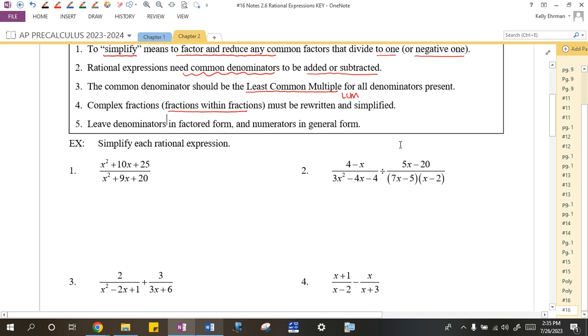And then finally, just for final answers, leave your denominators in factored form. And then numerators, I don't really care. They can be in factored form or general form. It just kind of depends on if it's worth factoring or not. So again, we will talk about all of this as we do some examples. We only have 6 examples to do.